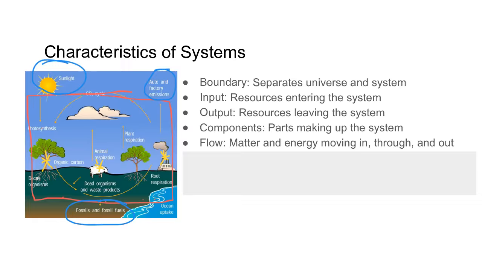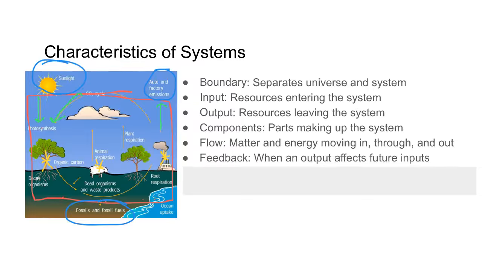You can see that we have the carbon cycle right here. We can see that there's carbon dioxide flowing to that tree. We also can see that we have auto and factory emissions flowing from the factory out into the atmosphere. We also have sunlight energy flowing into this system. So all of these arrows are showing the flow of matter and energy throughout, whether it's the stuff in this system or the energy in this system.